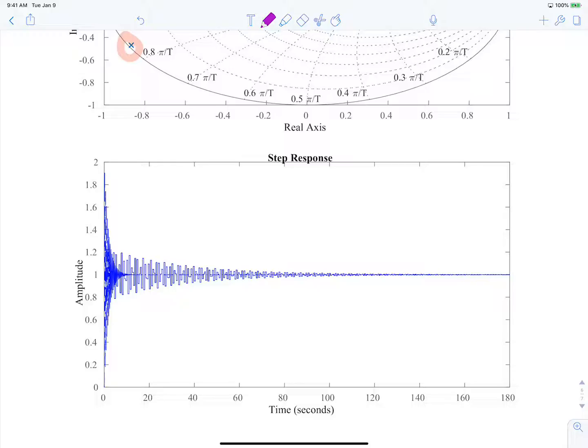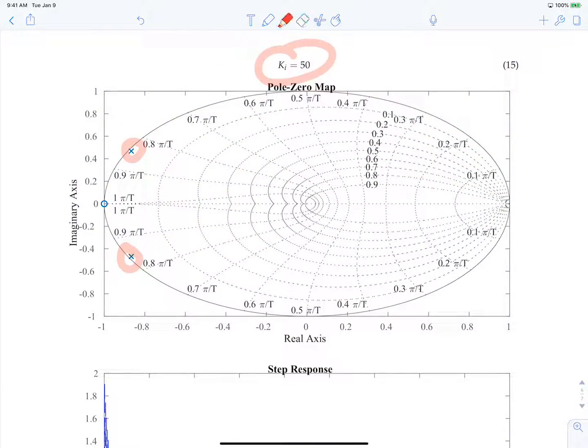And so this is a really bad response. But there's a good reason for doing this. It's so that we can understand where we actually want to put the poles of our system when we're looking at the pole zero map in the Z domain. Okay, so we're kind of already getting an idea where we want to put these in order to have a good response. I mean, we'd like to be somewhere over here. Okay, and these are good damping ratios, and we have good response too.